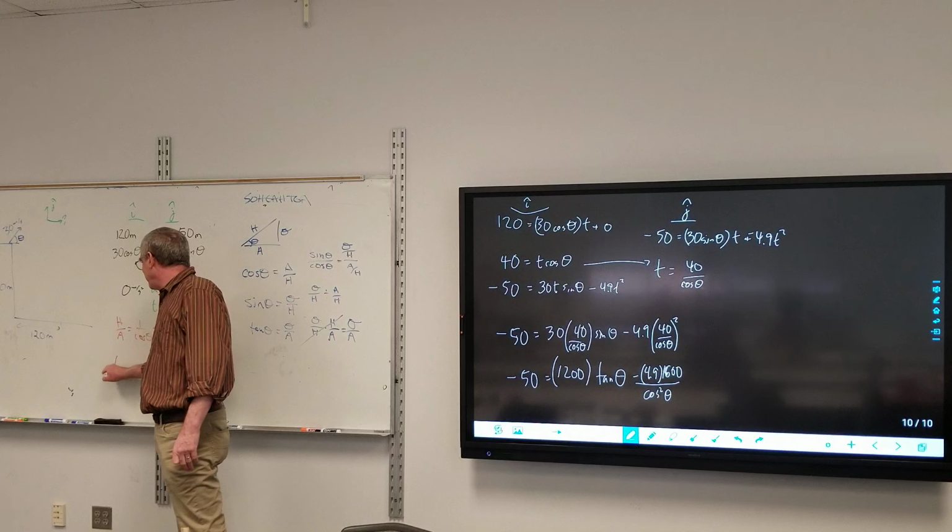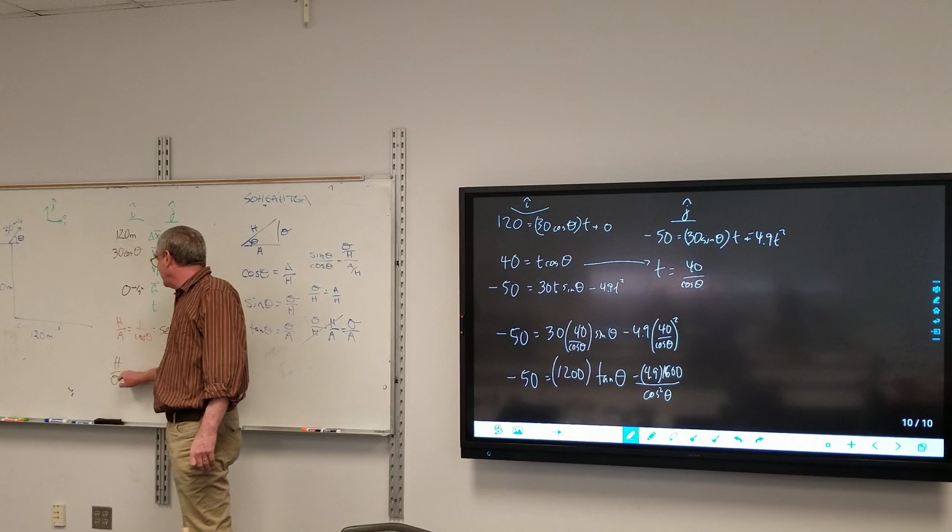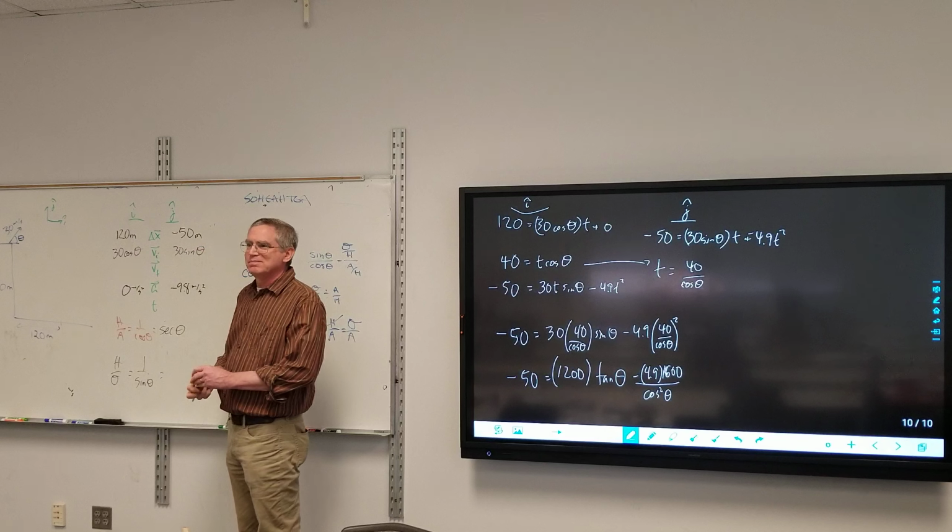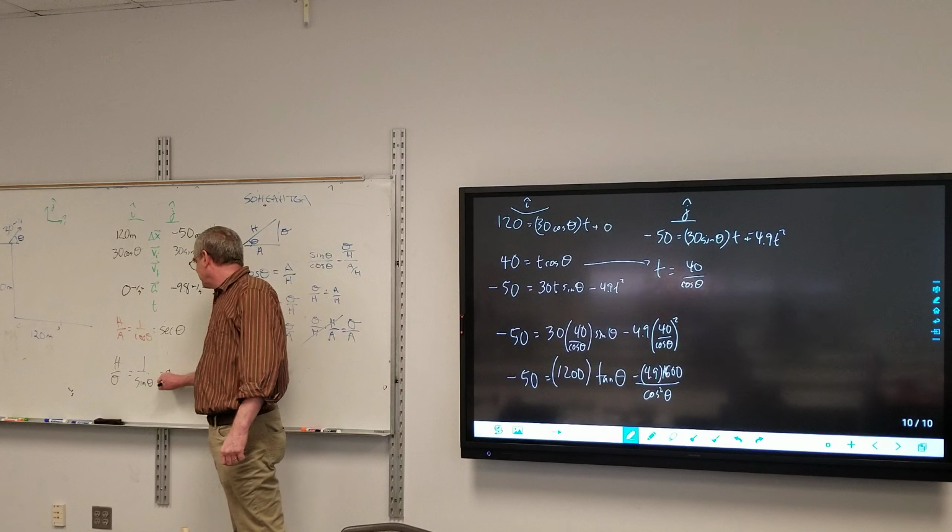And the hypotenuse over the opposite side, in other words, 1 over the sine of theta. Cosecant. Yeah, cosecant.